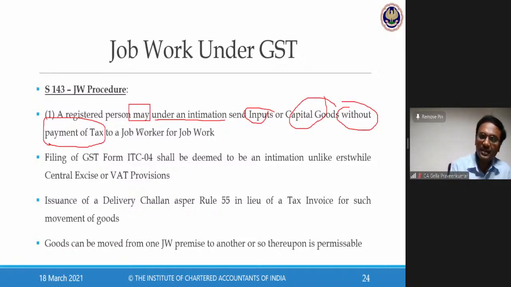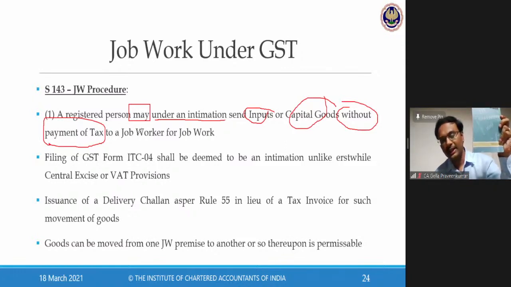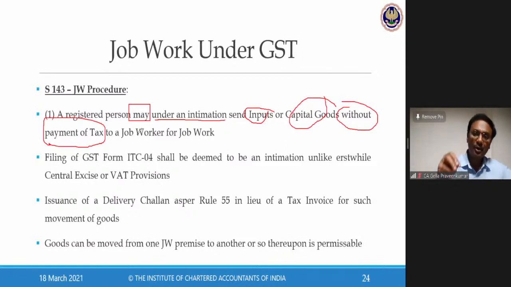Now, I'll come to a definition called inputs, capital goods over here. I, as a registered person, if I capitalize that in my books of accounts as capital goods, then it's a capital asset. If I don't capitalize, then it is inputs. Now, a book is not capital goods, it's input. A laptop, when I buy, I call that a capital asset. It's capital goods. So if I send any of this for job work, then they say you need not pay the tax. Why? Because it is not a supply.